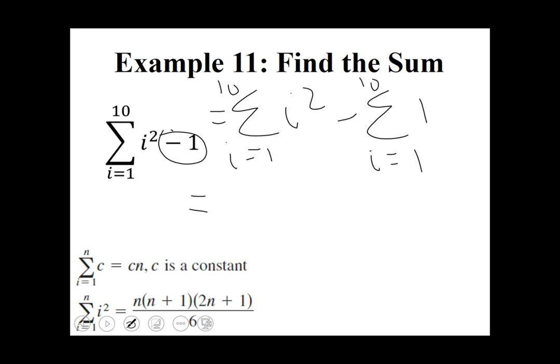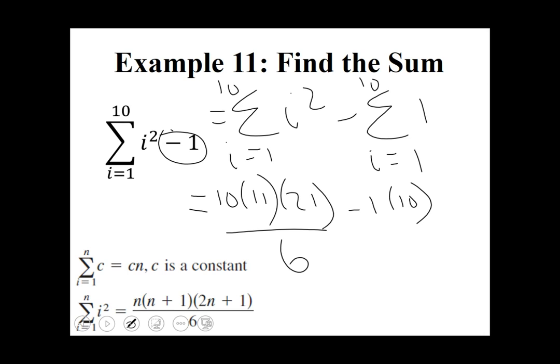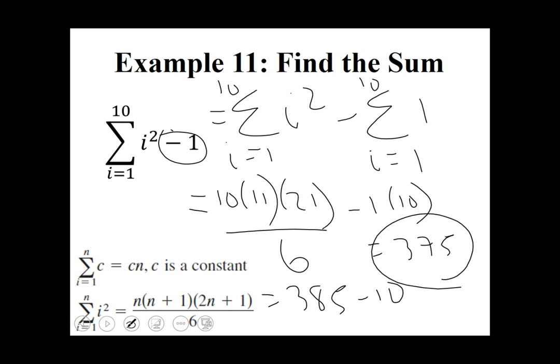So if you're trying to find the sum from 1 to 10 of i squared, you're going to use that new formula from the bottom, which says you're going to do n, which is 10, times n plus 1, which is 11, times 2n plus 1, which is 21, divided by 6. Minus, if you're trying to find the sum from 1 to 10, and 1 is just a constant, then all you're going to do is multiply whatever the constant is, 1, times whatever n is, which is 10. The first calculation, 385, minus 10, gives you a total sum of 375.